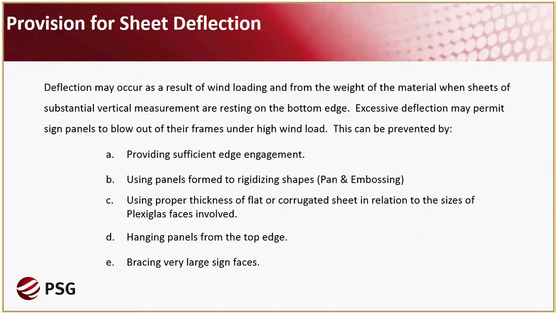Of course, originally most signs were corrugated, but ultimately when sign shops were equipped with thermoforming equipment, they could pan and emboss them, which gave it the rigidizing effect. Proper thickness was also very critical. Charts were used to establish what size and what thickness of materials to use. Hanging panels from the top edge allowed for expansion.